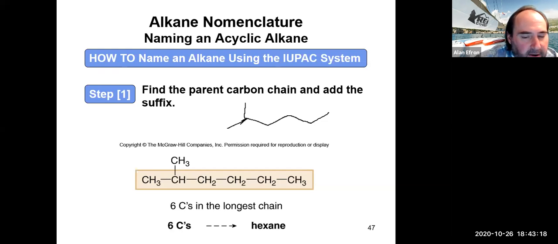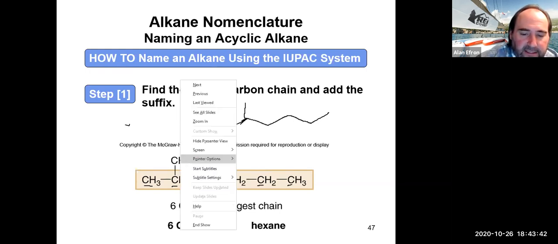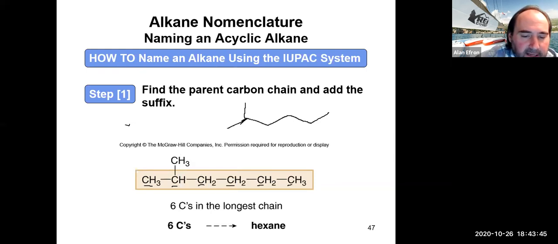Again, we want to take our longest continuous carbon chain. So 1, 2, 3, 4, 5, 6 carbons. Again, you could get that in multiple ways. You could go 1, 2, 3, 4, 5, and 6. Again, if you have multiple ways that end up being the same in terms of the number, just go with the straightest one. It's usually the easiest to do. And as you can see there, just put a box around it. So 6 carbons in a row is going to be based off of hexane.